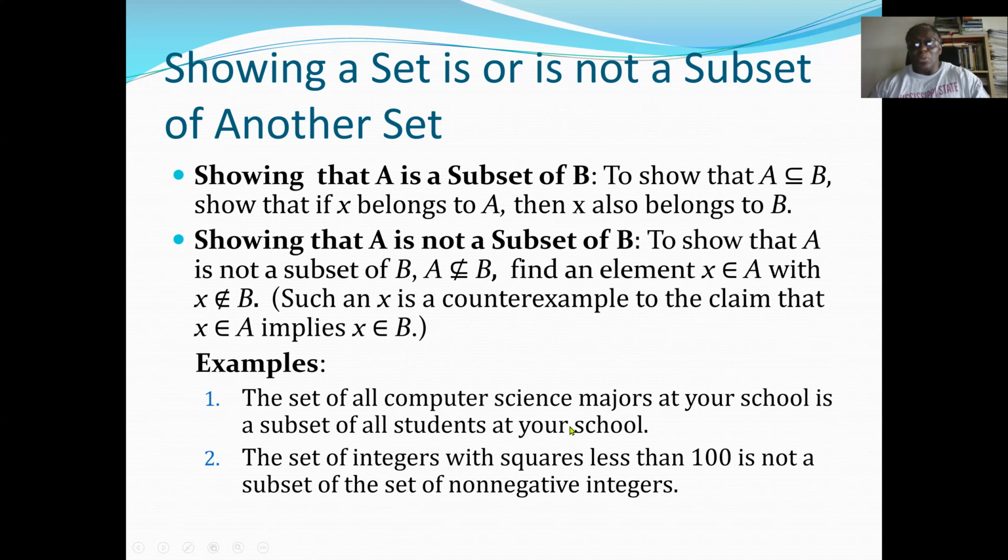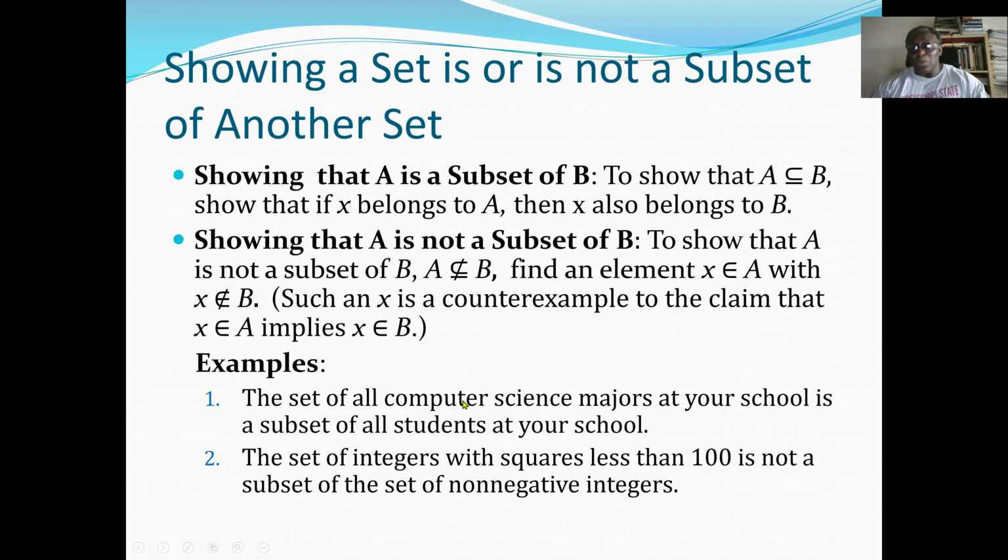So the set of all computer science majors at your school is a subset of students at your school. Because in a school, we may have more than one department, let's say business department and computer science. So both will be total students. But we can also say that the first set can be a subset of the second one if all the elements in the first one are also in the second one.